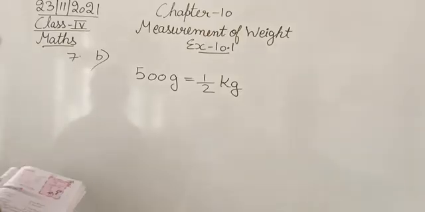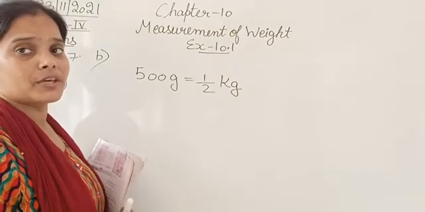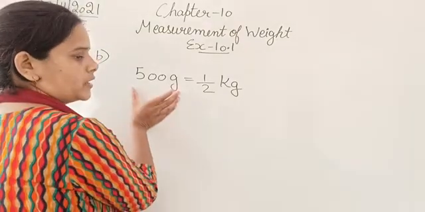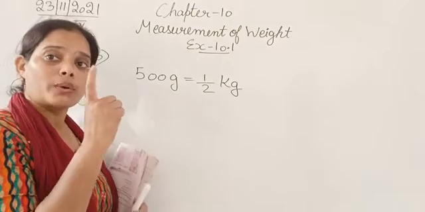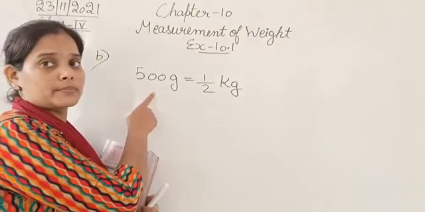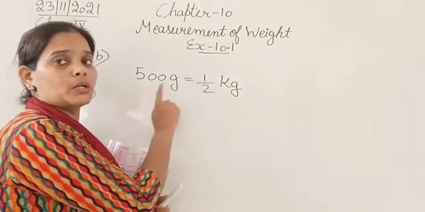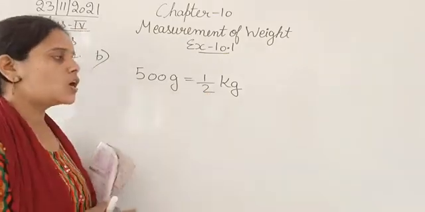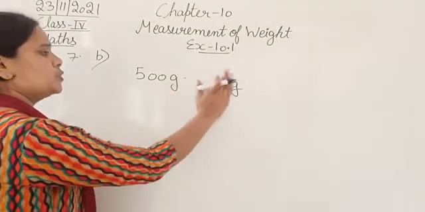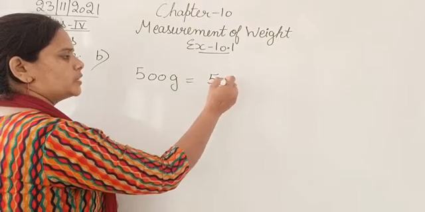So it is given 500 grams. We know 500 gram is equal to half kg. Because the cost of 1 kg is given, but we need to find the cost of grams, we will convert this gram into kg.